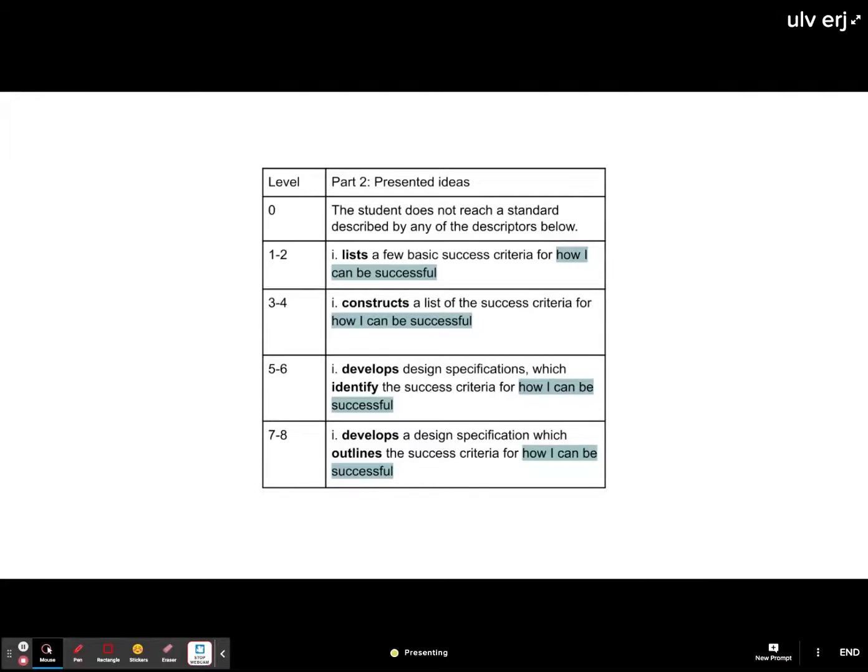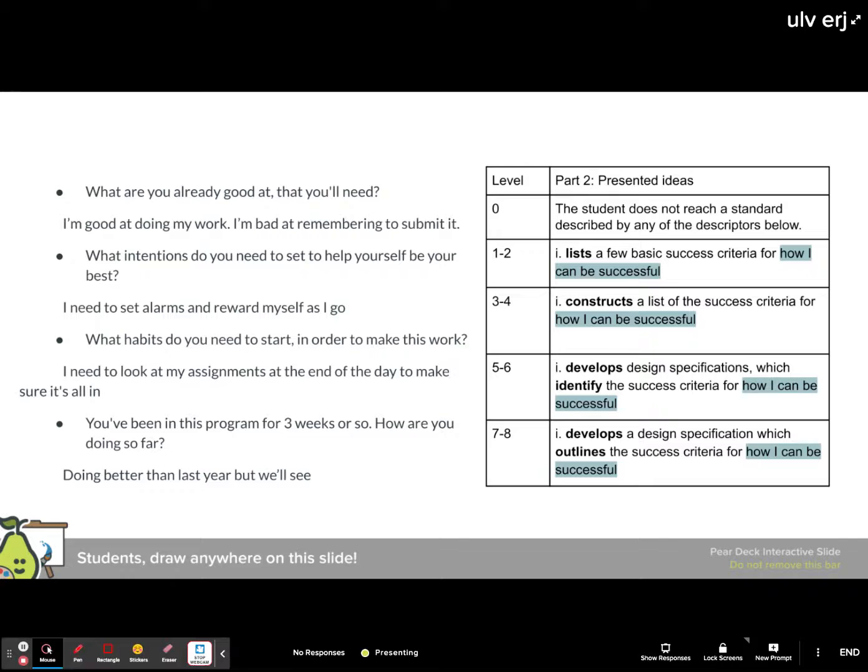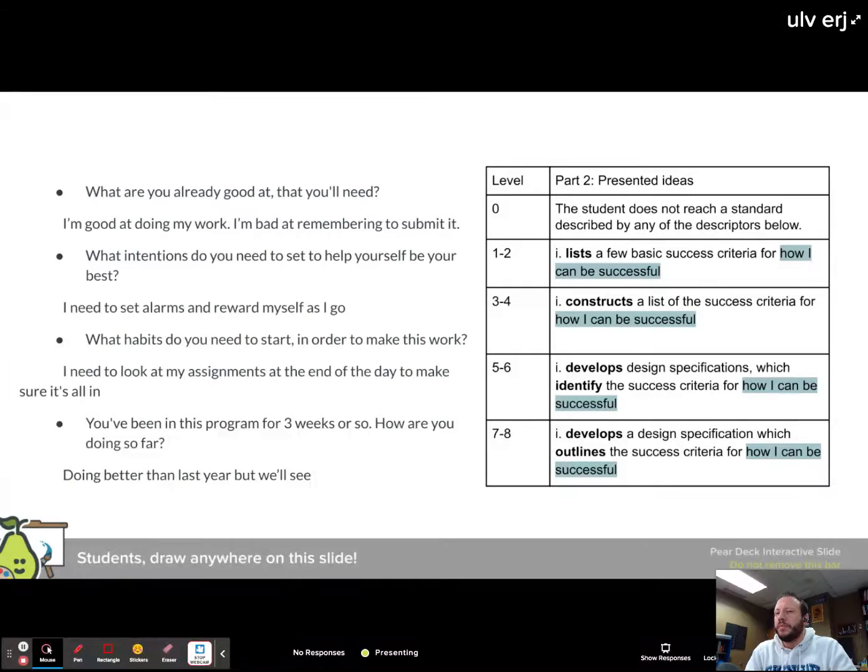Let's go back to our answers. I want you to circle on the mark scheme where you think this person scored. 0, probably not. 1 to 2, 3 to 4, 5 to 6, 7 to 8. All right. I've got 2 responses so far. Let's keep the responses flowing.